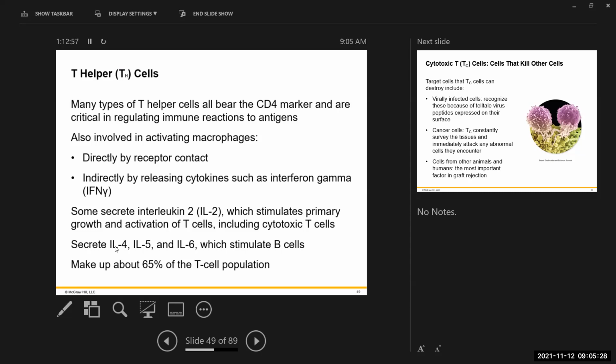Other cytokines that they might make are interleukins 4, 5, and 6. Interleukins 4, 5, and 6 will stimulate B cells. So the T cell will stimulate itself. Interleukin 2 will also stimulate T cytotoxic cells. It makes interferon gamma, which stimulates macrophages. And it makes interleukins 4, 5, and 6 that activate B cells.